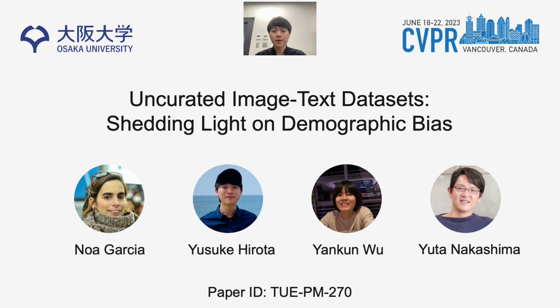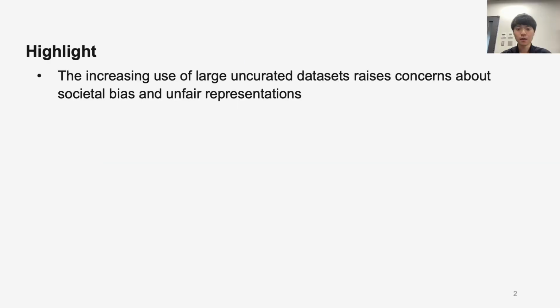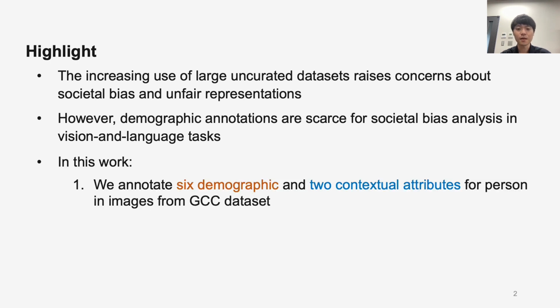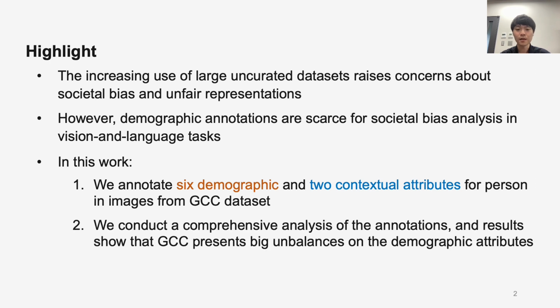I'll introduce our paper, Uncurated Image Text Datasets, shedding light on demographic bias. Recently, the increasing use of large uncurated datasets raises concerns about societal bias. However, demographic annotations are scarce for societal bias analysis in visual and language tasks. To address this problem, we annotate 6 demographic and 2 contextual attributes for person images from the GCC dataset.